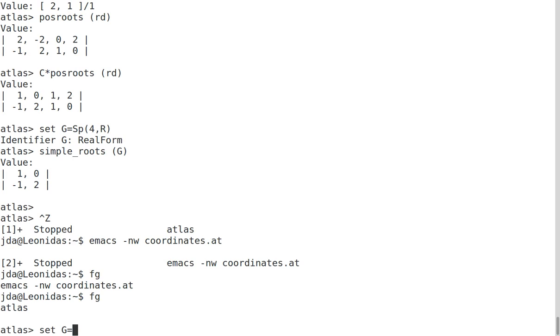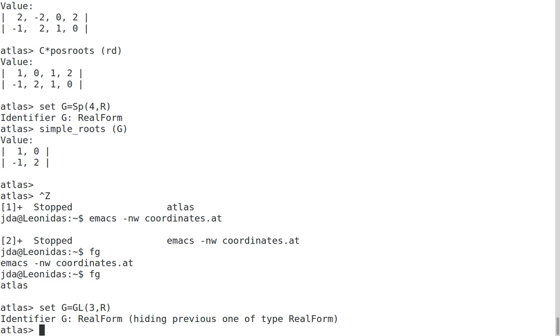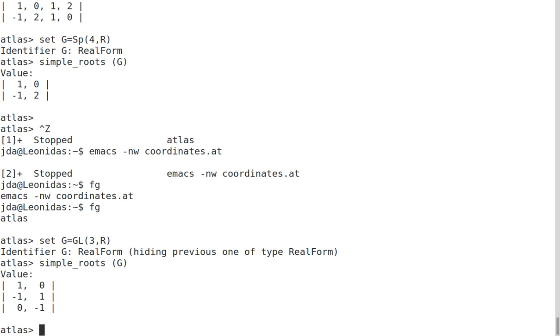Let's say that G is GL3R, and we look at the simple roots. Those are the ones in the usual coordinates. And now notice this group has semi-simple rank 2. There are 2 simple roots. But the rank is 3, which is the number of rows. And again, it's chosen nice coordinates here.